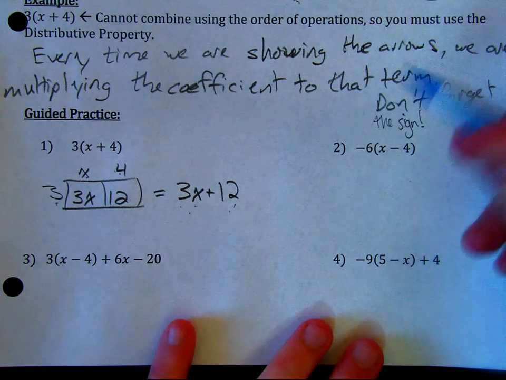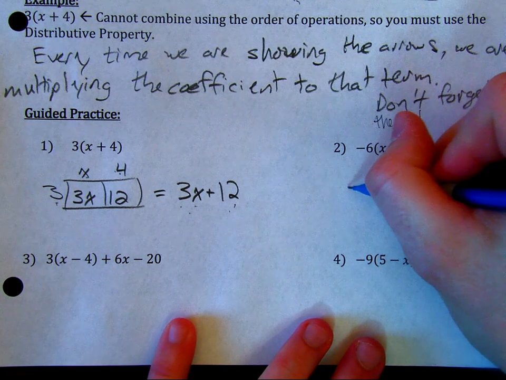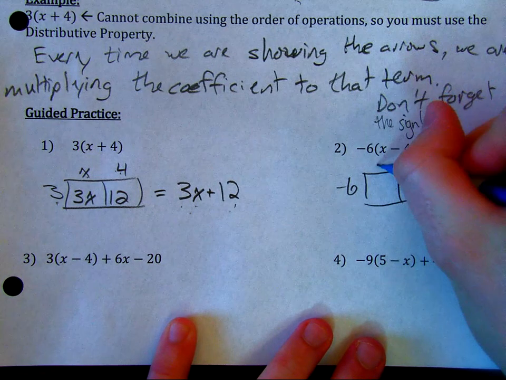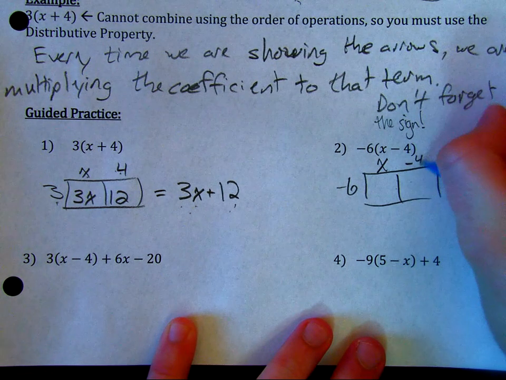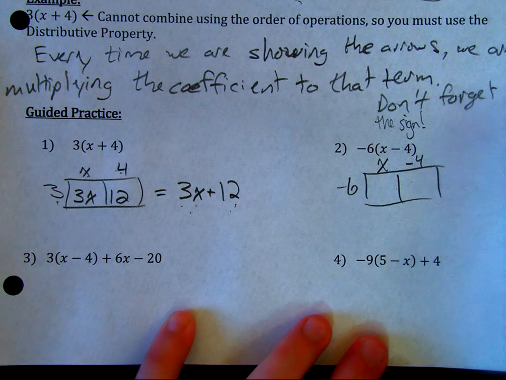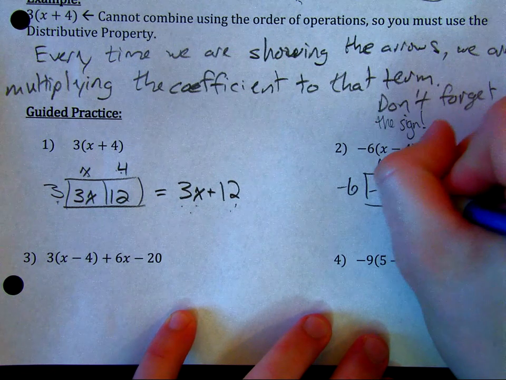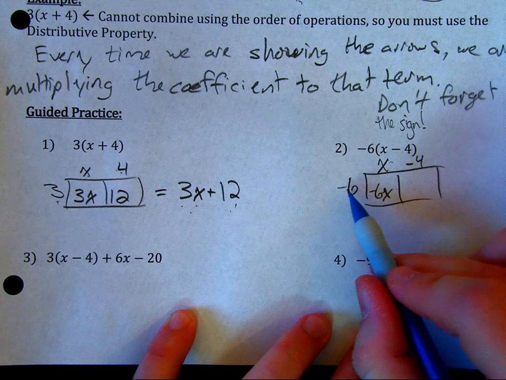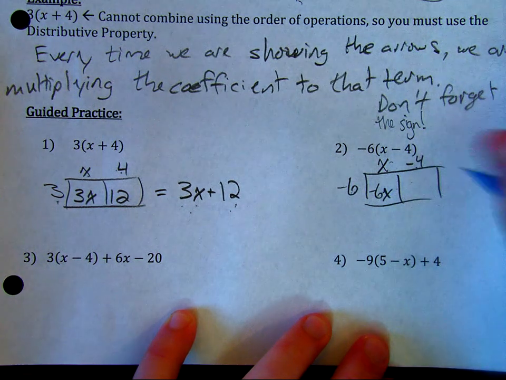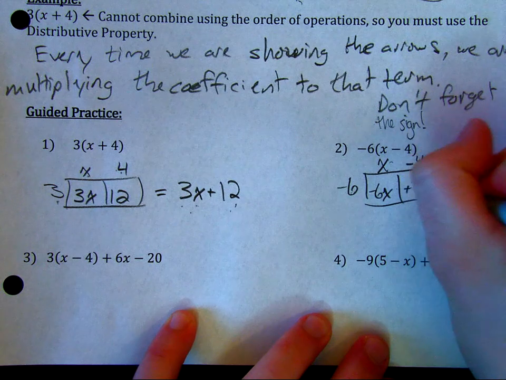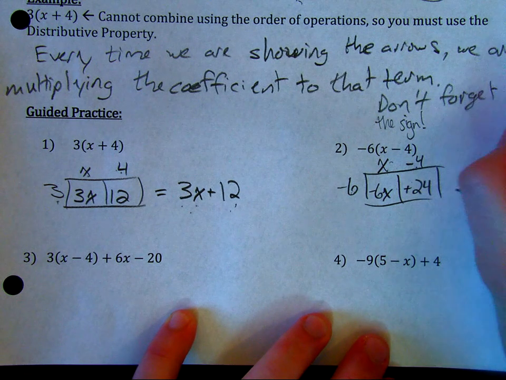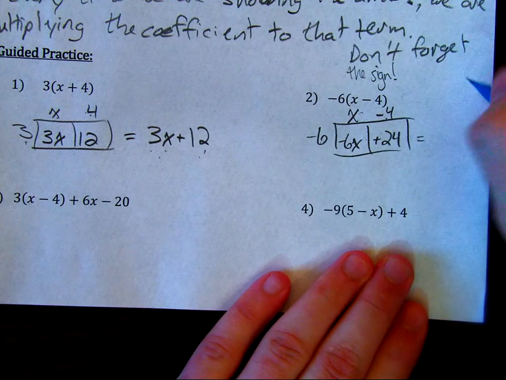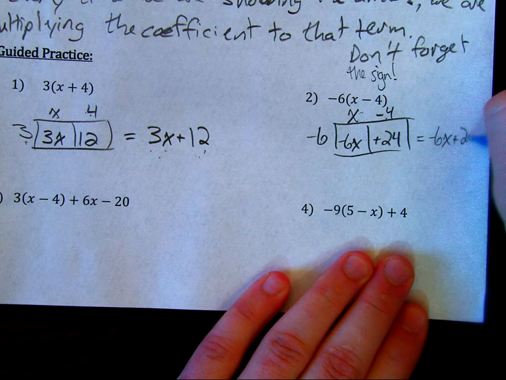To continue the same idea, we have a -6 on the outside this time. Draw our box, x on top, and a -4 on top. Multiply these two together, we get -6x. When I do -6 times -4, since they're the same sign, it's going to be a positive 24. So we can say this is -6x plus 24.